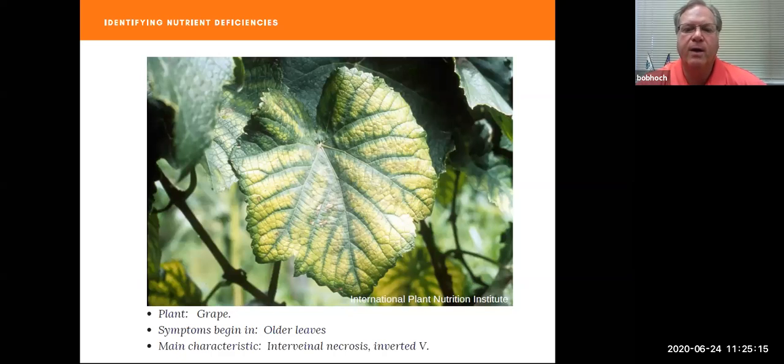Here it is also in grapes, and hopefully you can see the main characteristic is that the veins are strikingly green, and in between the veins are yellow. I'll also point out that if we're trying to tell this from nitrogen, the interveinal chlorosis would be the first hint. But if we're trying to tell this from potassium deficiency, I would suggest that in this case, it's not just limited to the outer perimeter. It goes into the center. This interveinal chlorosis goes into the central part of the leaf, which hopefully will be a little detective hint that you'd be able to tell the difference between magnesium and potassium deficiency.